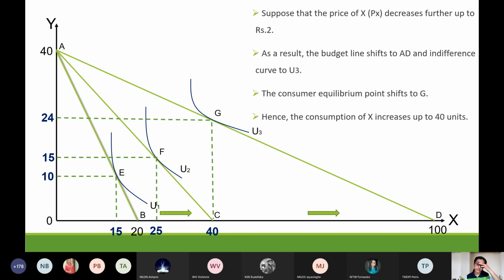So as a result, you are drawing your new budget line as AD and your indifference curve is also shifting like this. So it is U3, right? So the new consumer equilibrium point is going to be G. Hence, x increases up to 40. Here, we started from 15, then 25, now it's 40, right? And your y values are also increasing as 25, 10, 24. Okay, I'm just taking numerical values.